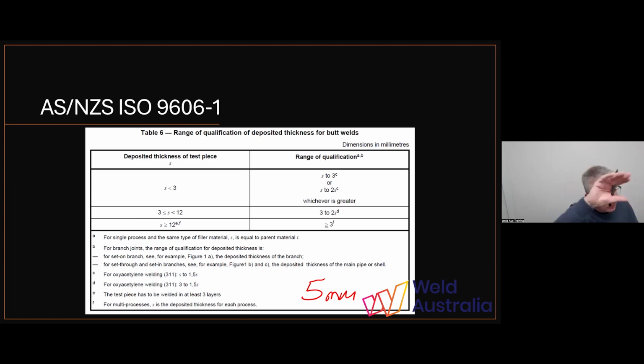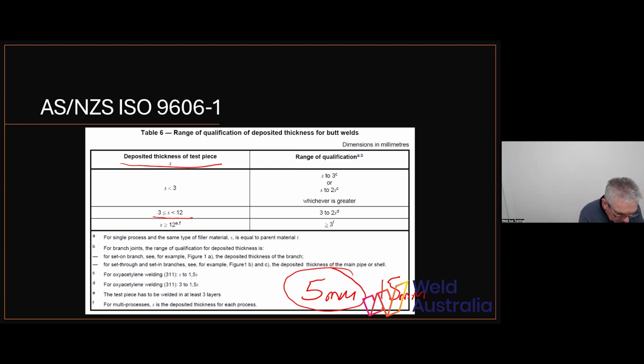Okay, and that's going to be in the designation. That's where it's all going to come from. So we know that the deposited thickness of that first run was 5 mil. Now we look at the second deposited thickness, which let's say was 15 mil. We're doing inspection. Right, we've got 15 millimeters now on that second. So what is my range of qualification for that operator? We look at his deposited thickness, and he's deposited 5 mil, so we look at this area here.